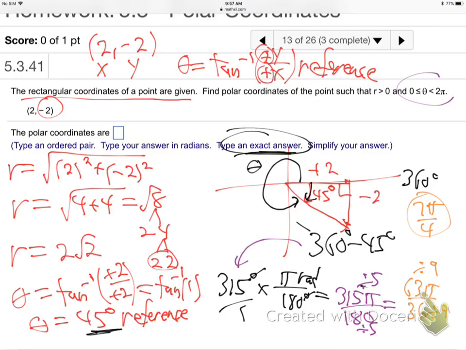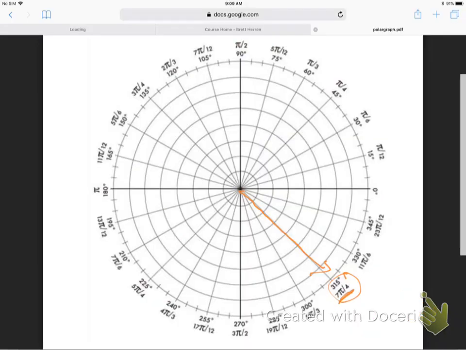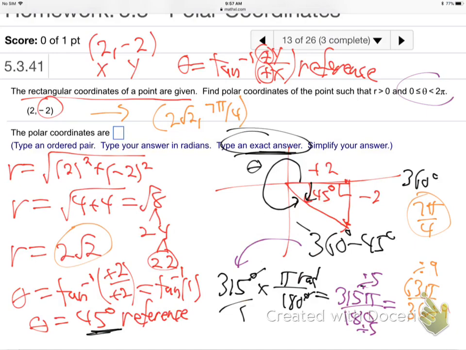So the final answer then, after all that work, is what was the r? The r is 2 root 2, comma, 7 pi over 4. Yeah, so really we should have done like Jeffrey's saying. Once we knew it was a 45 degree reference angle in the fourth quadrant, because it was right 2, down 2, we should have just gone right to our chart and said, okay, look, it's right in the middle of the fourth quadrant. What's right in the middle of the fourth quadrant? 7 pi over 4. That's the radian angle. Much easier. Good? Thank you for that tip.